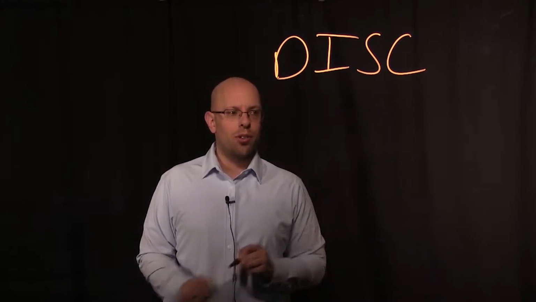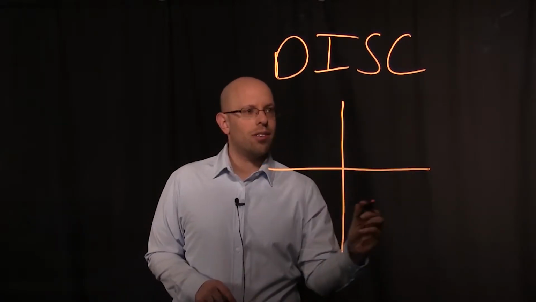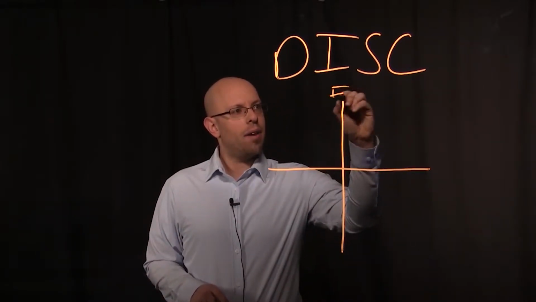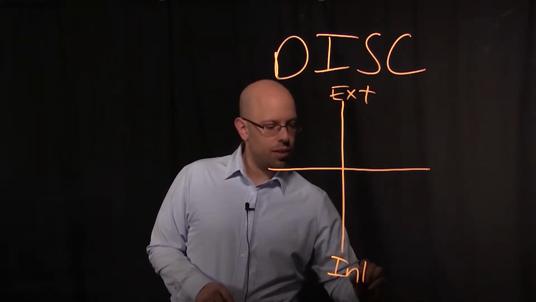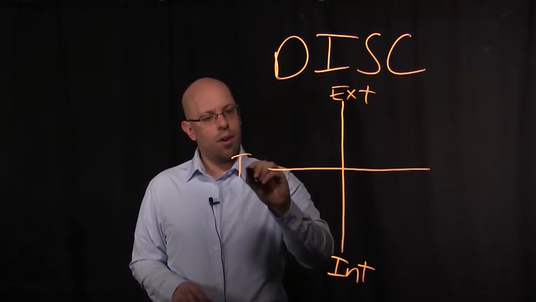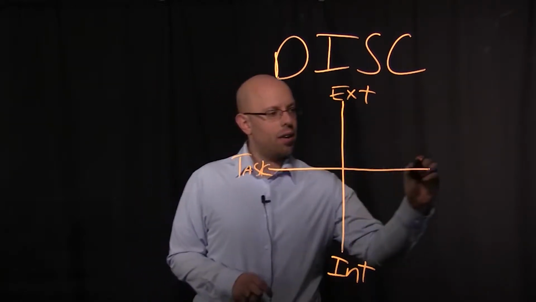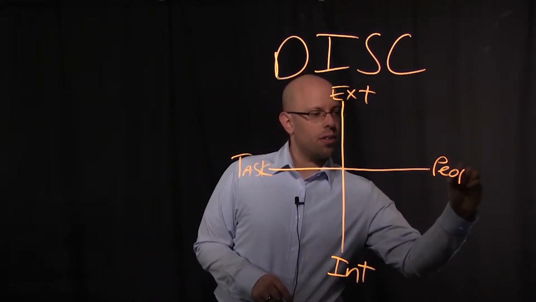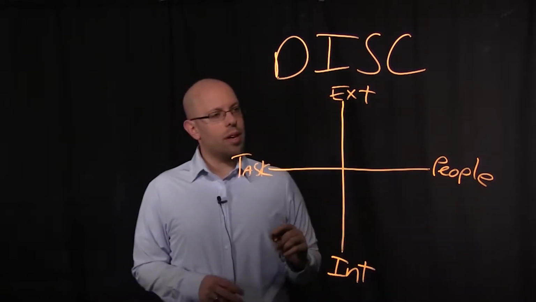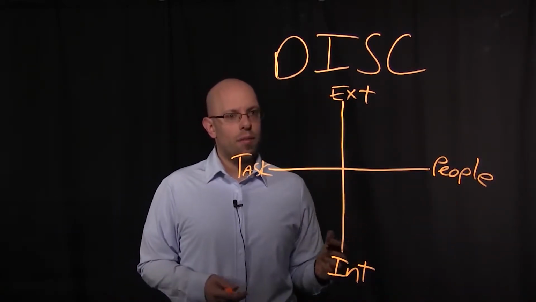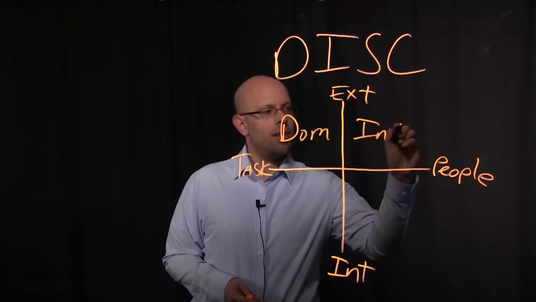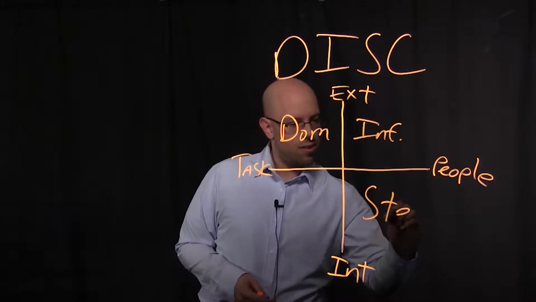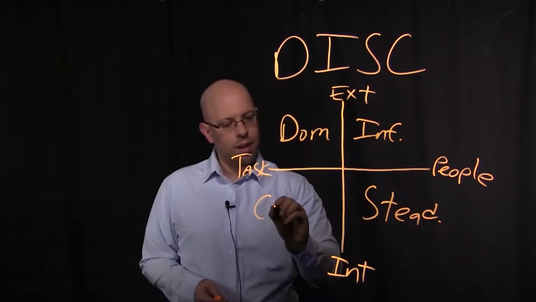If we were to draw on the back of a napkin, the DISC profile would look something like this. On the top, we have extroversion, and on the bottom, we have introversion. On the left, we have task-focused, and on the right, we have people-focused. When we look at the DISC profile, we have four different areas: we have dominance, we have influence, we have steadiness, and we have compliance.